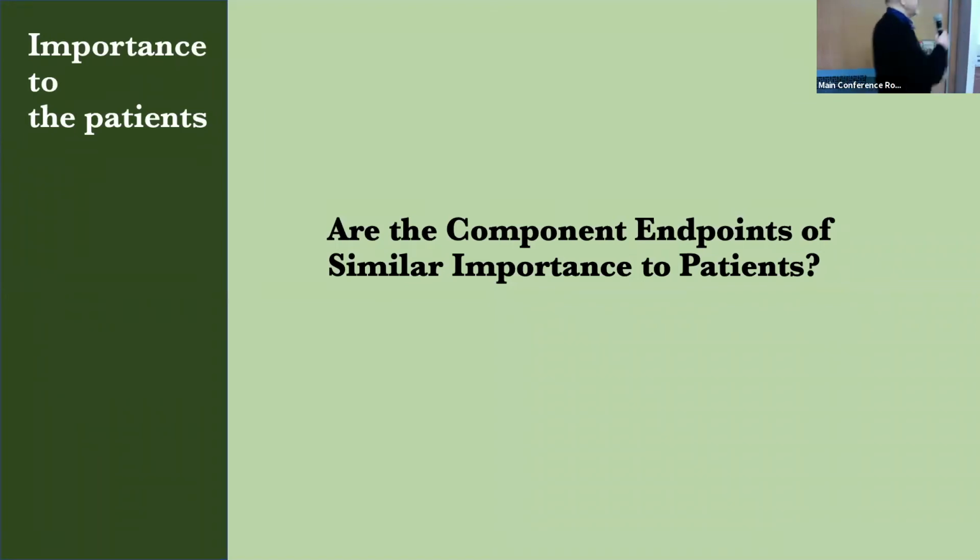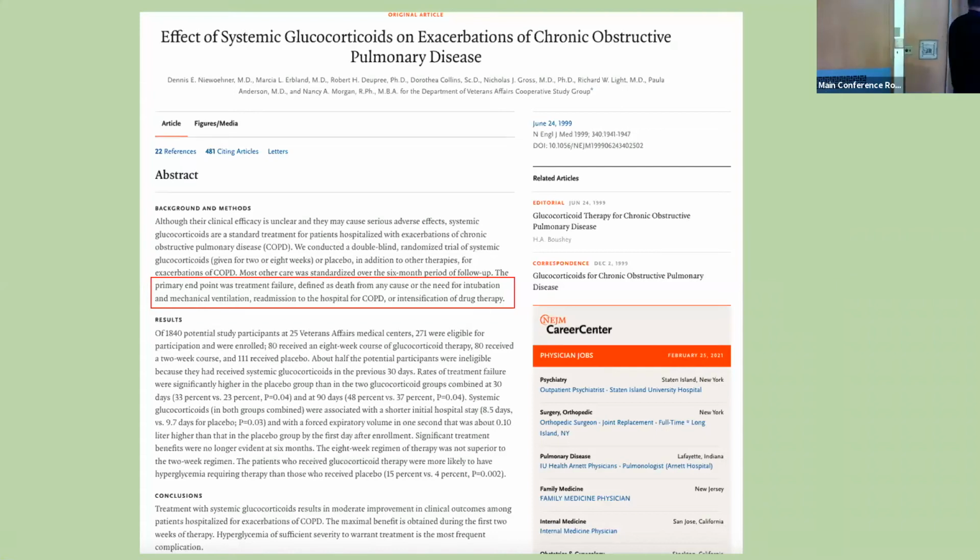This was a study that was done on the efficacy of systemic corticosteroids on exacerbation of chronic obstructive pulmonary disease. This was a large randomized controlled trial. They had a composite outcome, and they showed that treatment with systemic glucocorticoid results in moderate improvement in clinical outcomes among patients hospitalized for exacerbation of COPD. But look at the composite outcomes. You have death from any cause.